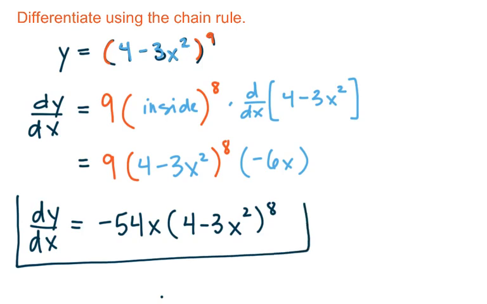That is our answer, finding the derivative using the chain rule, which is surely much easier than multiplying this, foiling that out 9 times, and then taking the derivative. All right, so let's do 1 or 2 more examples here using this basic chain rule property.